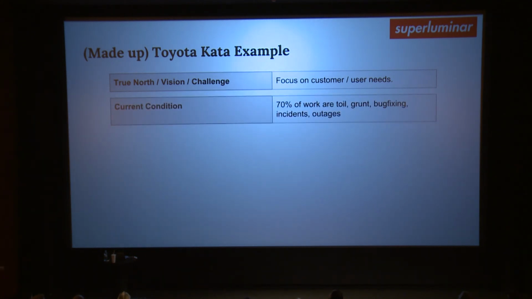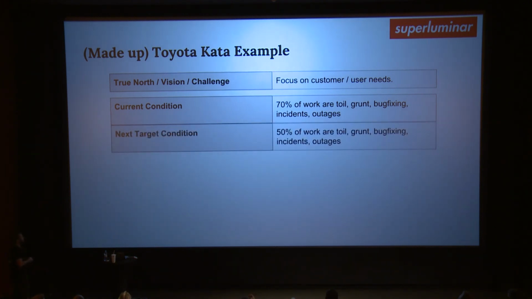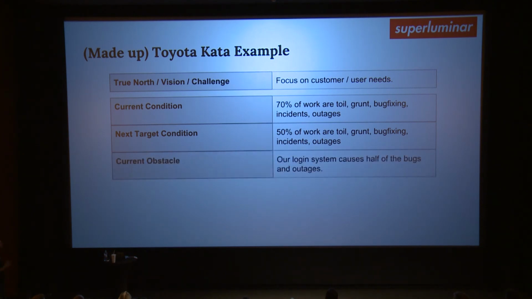Then we could say, okay, we have a current condition we already measured, or maybe the first step would be to measure it: how much of our work is toil, grunt work, bug fixing, incidents and outages. And then we could say, okay, our next target condition should be, let's go down to 50%. And then, if we analyzed it already, we could say, okay, the current obstacle which we have is our login system causes half of the bugs and outages.